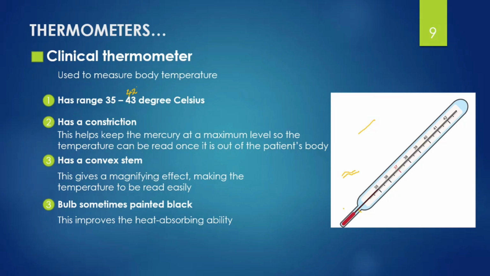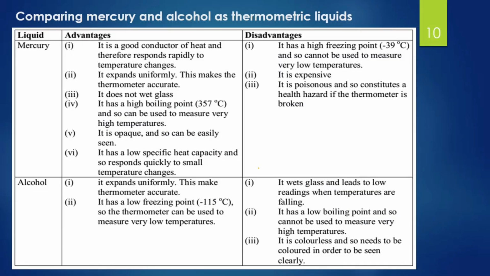The bulb is sometimes painted black. Of course, this is to increase the heat absorbing ability of the bulb. Okay, this end of the thermometer is called the bulb. This part is called the stem. All of this is called the stem. This narrow tube inside is called the bore. Okay, so those are some of the properties of a clinical thermometer.